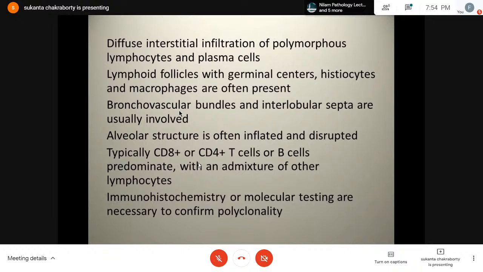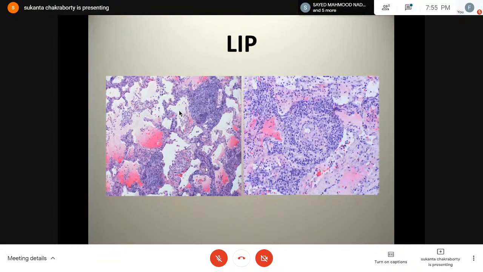Polymorphous lymphocytes and plasma cells, lymphoid follicles with germinal centers, histiocytes and macrophages are often present. Bronchovascular bundles and interlobular septa are usually involved, and alveolar structure is often inflated and disrupted. Typically, CD8 plus or CD4 plus T cells or B cells predominate, with an admixture of other lymphocytes. And IHC or molecular studies are sometimes needed, as I said, to confirm polyclonality and exclude lymphoma. So this is the histological picture of lymphocytic interstitial pneumonia.